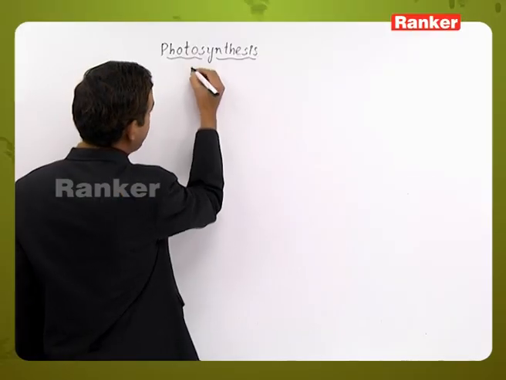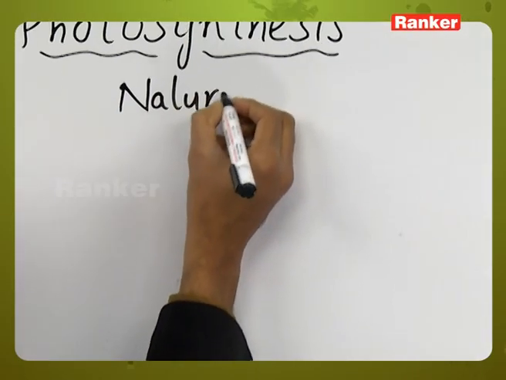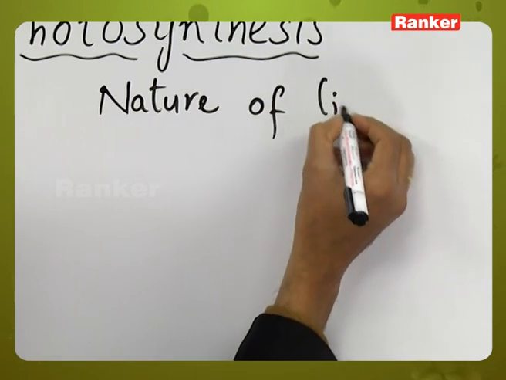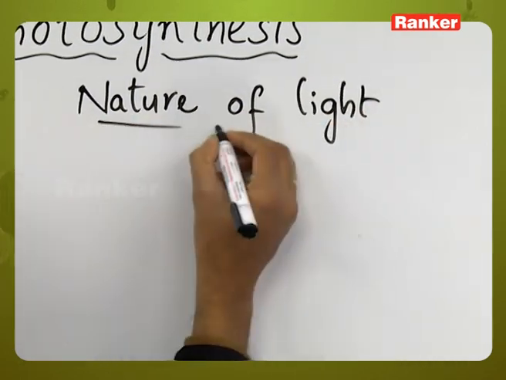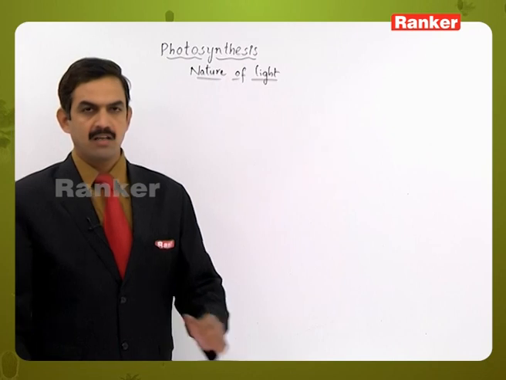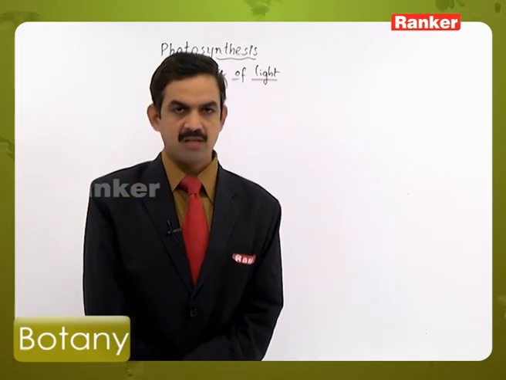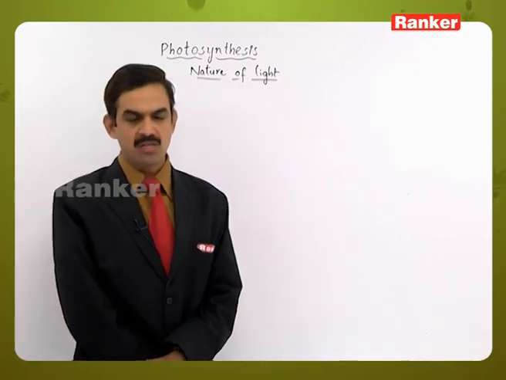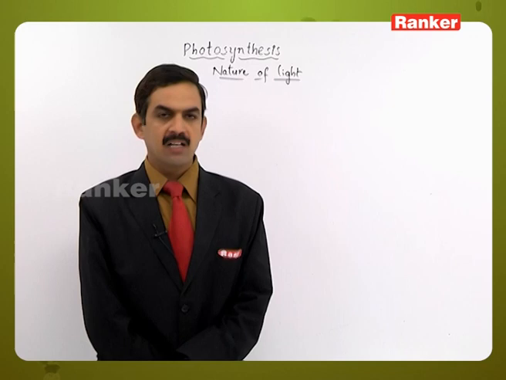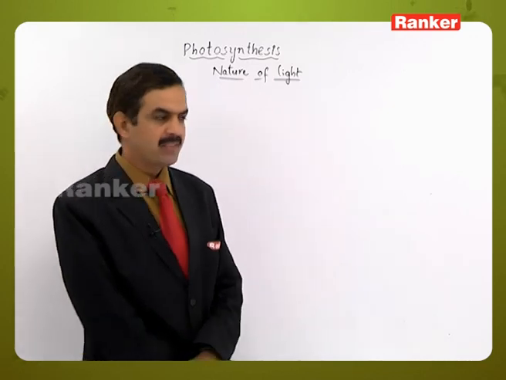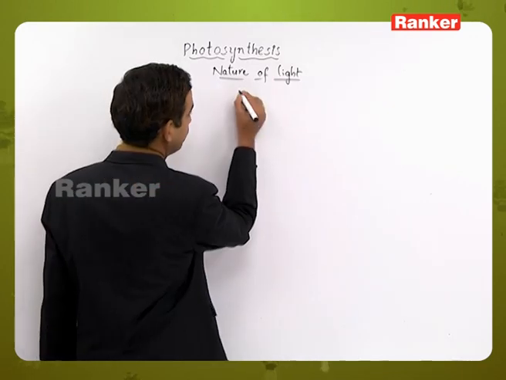Next, nature of light. The solar radiation which is reaching the earth is the source of energy for all the living organisms present on this earth. The radiation which is coming to the earth is electromagnetic radiation.